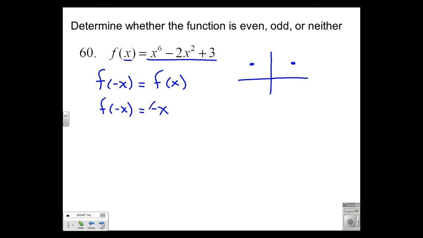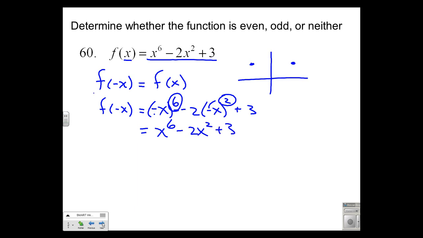So this would be negative x to the 6th minus 2 times negative x squared plus 3. But the 6 absorbs the negative in front of the x, so we end up with positive x to the 6th. The 2 absorbs the negative in front of the x, minus 2 times x squared, plus 3, and we quickly see that f of negative x is equal to f of x. Beautiful. So we know right now that this is an even function. We know that our height in one direction is equal to the height in the opposite direction.